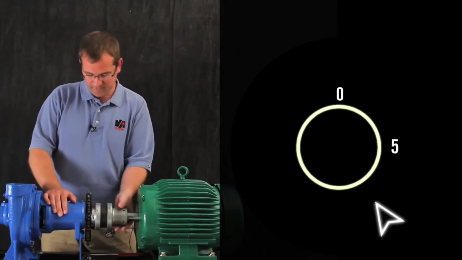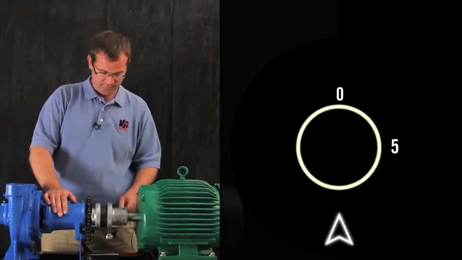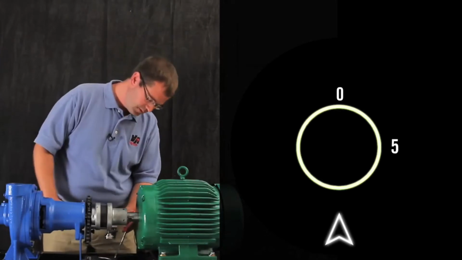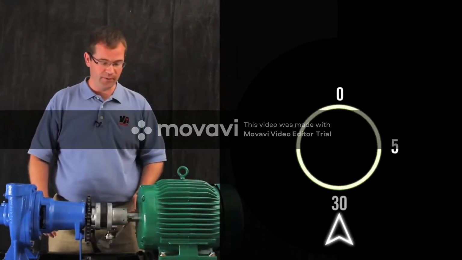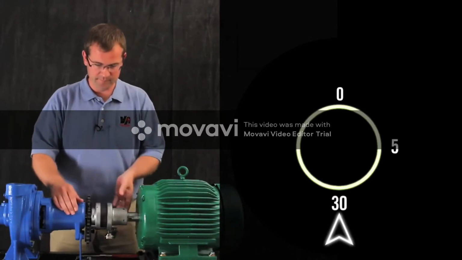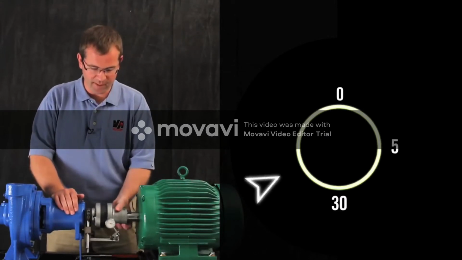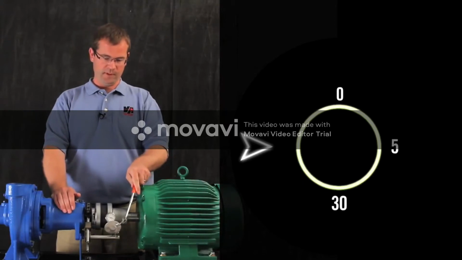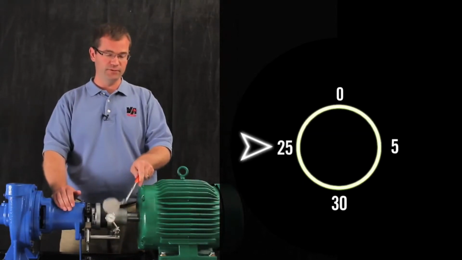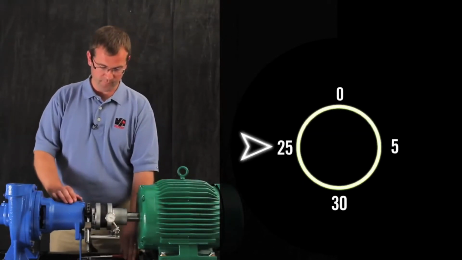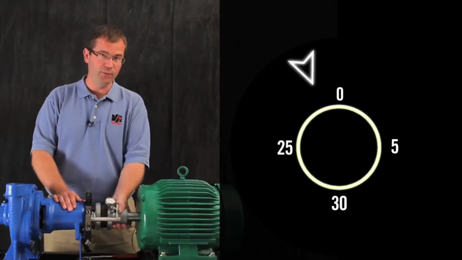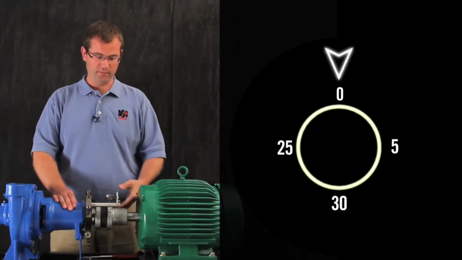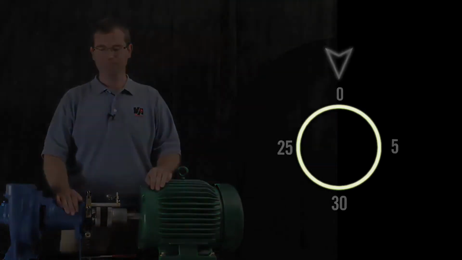Now another 90 degrees down to 6 o'clock. And that value is 30 mils. Next, we read at 9 o'clock, and that reads 25 mils. And then back to 12 o'clock, and the indicator comes back to 0.